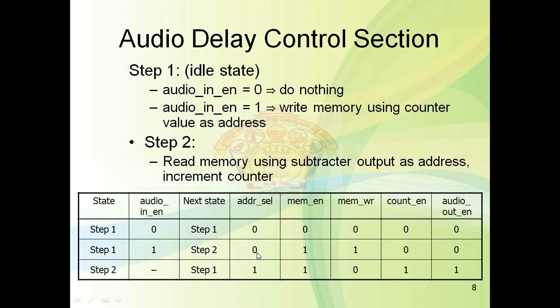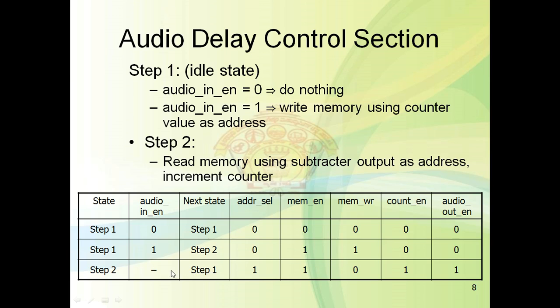What is the write operation? We require address select equal to 0, that is, the counter address we have to generate, and we have to activate the memory, that is memory enable, and do the write operation. So these two signals must be equal to 0. Then the next operation will be the write operation, and after that we go to step 1.